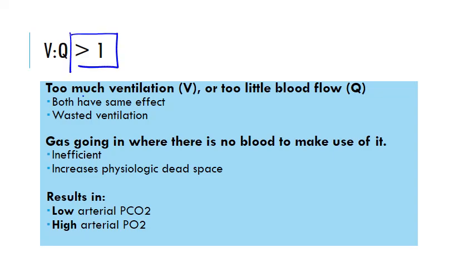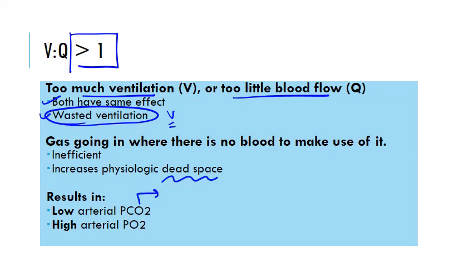When V to Q ratio is above 1, this means one of two things. It either means too much ventilation or too little blood flow. Both really have the same effect, and the result is wasted perfusion. Gas is really going where there's no blood to make use of it, so it's inefficient. It increases physiologic dead space overall. And when we overventilate, we tend to, what I like to say is, blow off CO2 quite quickly. And it also results in high arterial PO2.